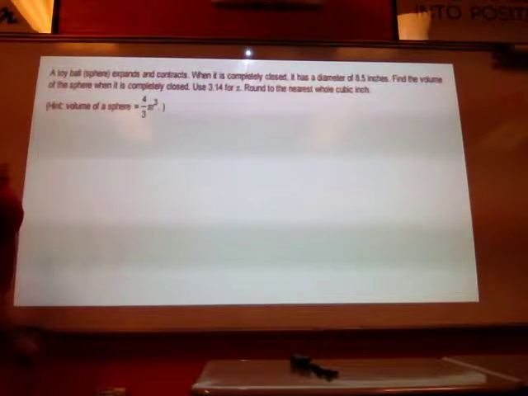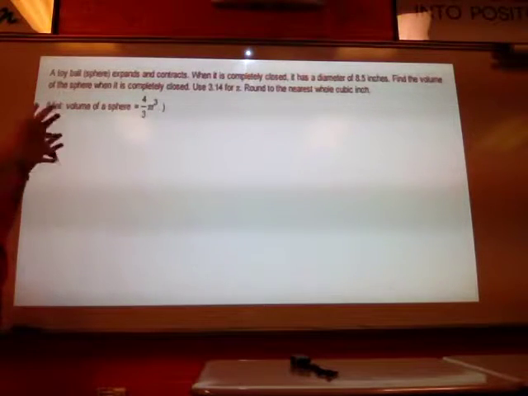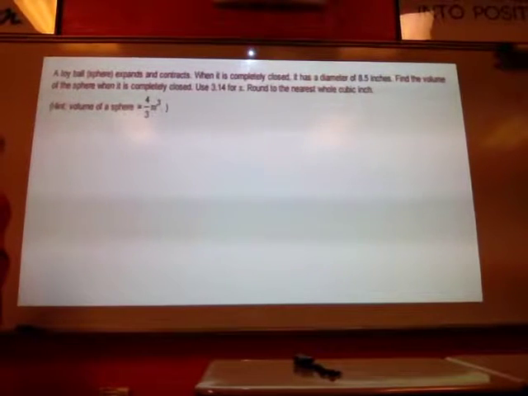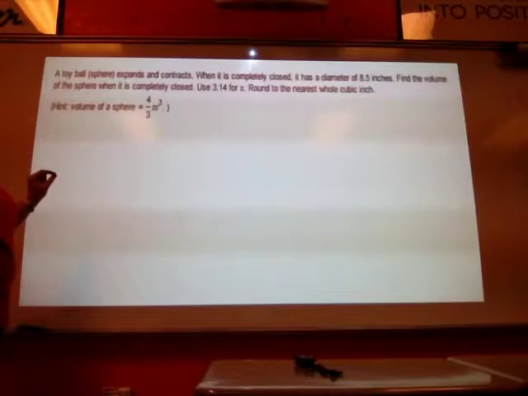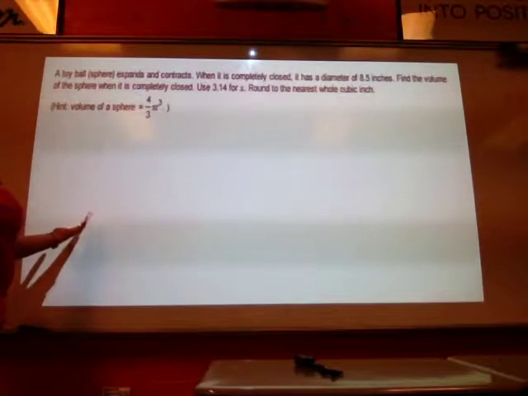All right, still trucking through chapter 2. It says a toy ball, which is a sphere, expands and contracts. When it is completely closed, it has a diameter of 8.5 inches. Find the volume of the sphere when it is completely closed. Use 3.14 for pi and round to the nearest whole cubic inch.